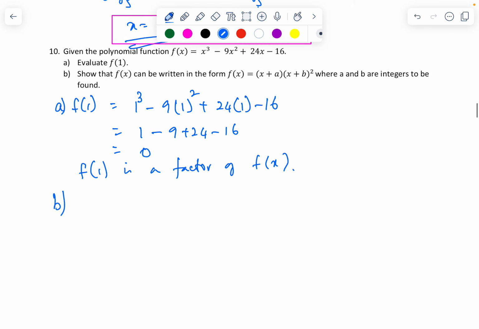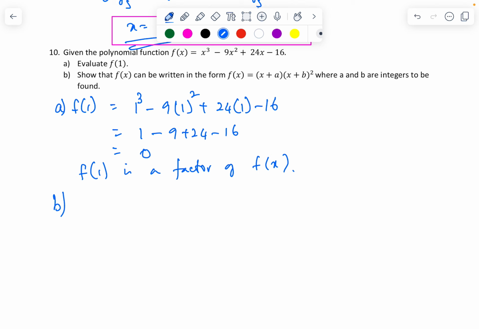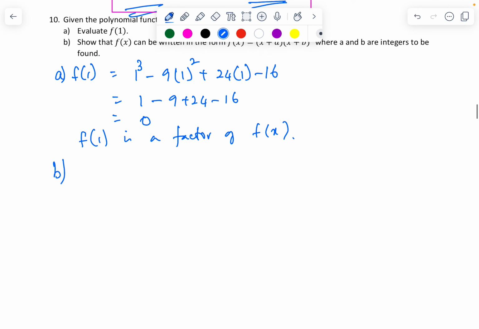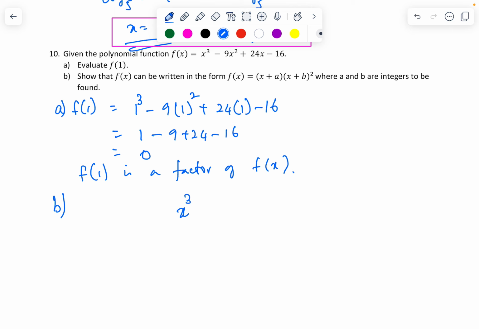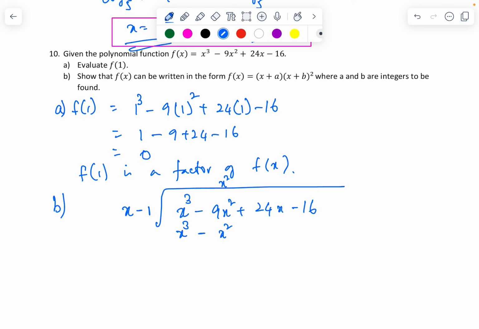Then B, show that f of x can be written in the form f of x equal to x plus a times x plus b whole squared, where a and b are integers to be found. Since we already have a factor, now I'm going to divide. If f of 1 is zero, so we have to divide by x minus 1. So x times what gives us x cubed, x times x squared. Negative 1 times x squared is negative x squared. Change the signs and cancel x cubed.